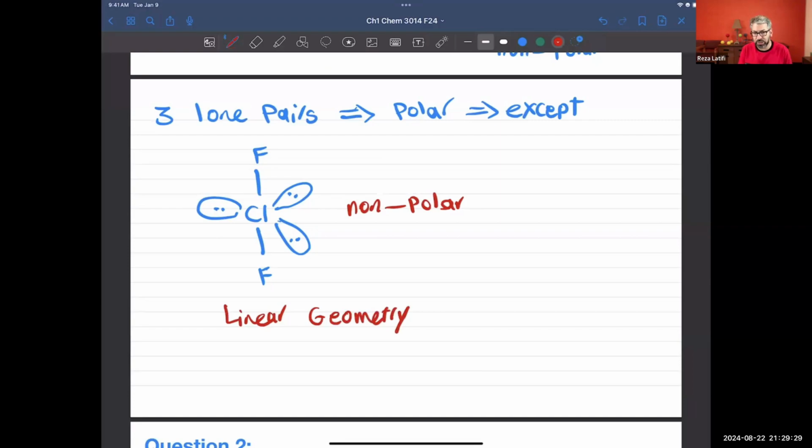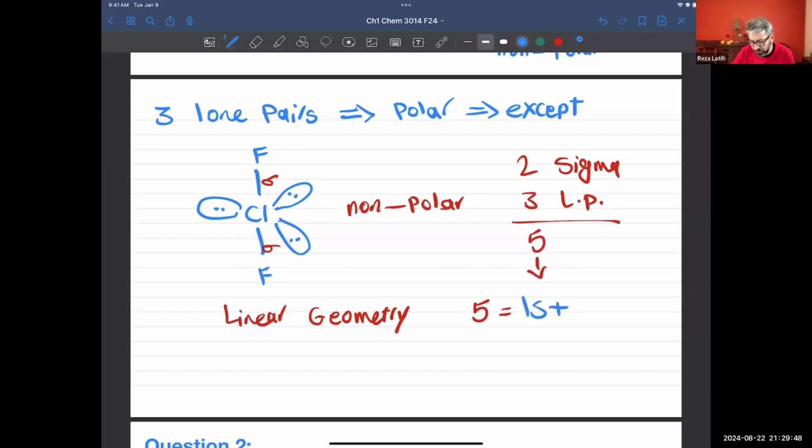Now in this case, I have 2 sigma and 3 lone pairs, so 2 sigma plus 3 lone pairs, I get 5. So what's going to be the hybridization? That's a good test. You go 1 from S, 3 from P, so you use all the P orbitals. You need something new, and that's going to be 1 from D. So the hybridization will be this: you get 5 orbitals of S1, P3, and D1.